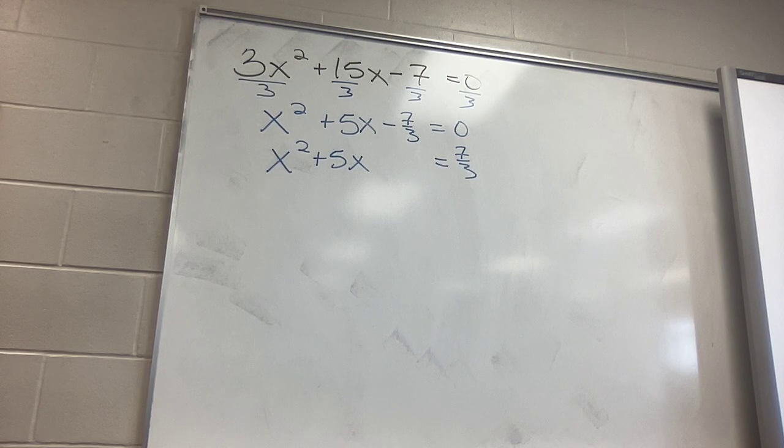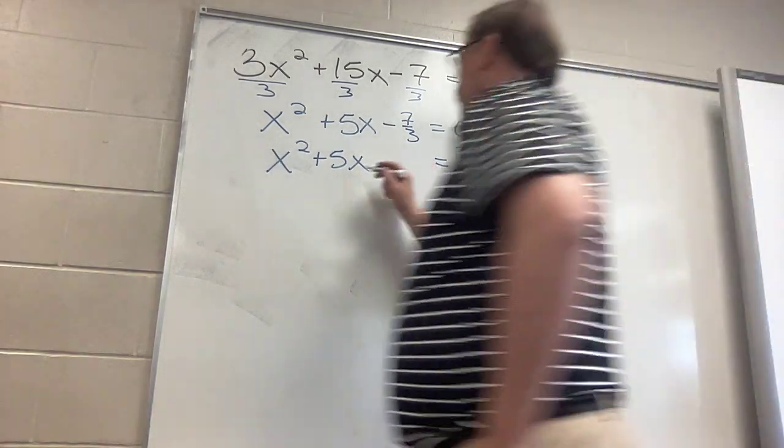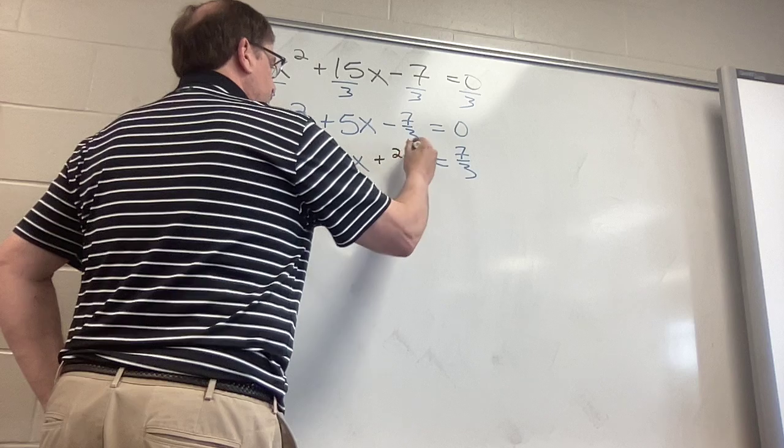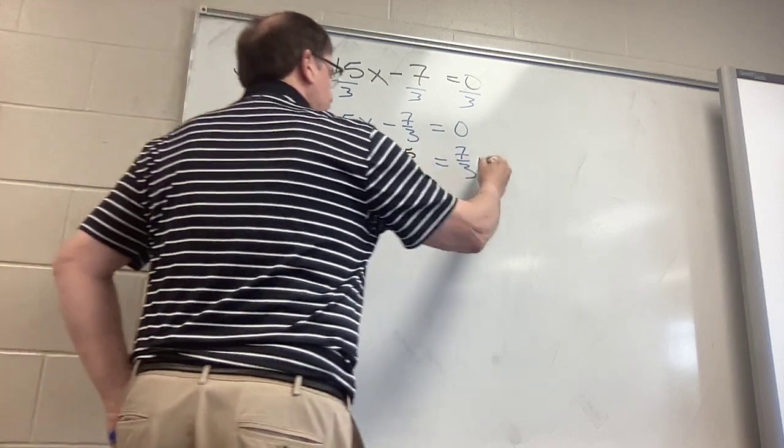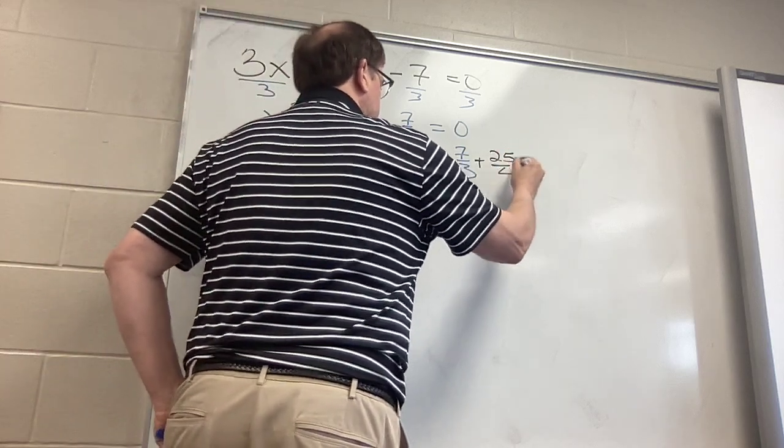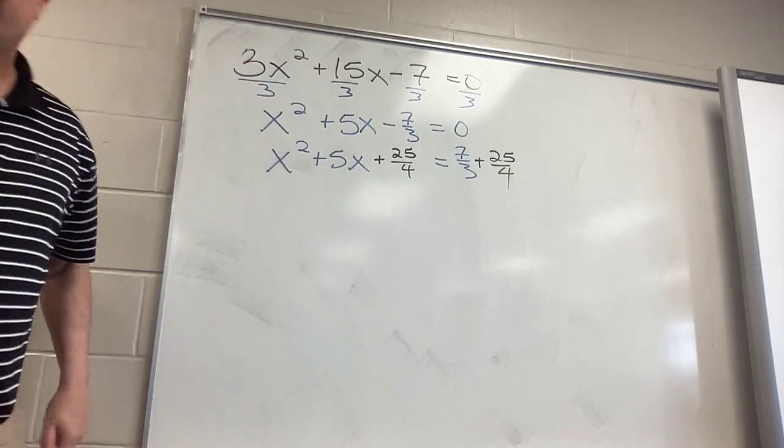Half of 5, half it is easiest done as 5 halves. That's going to be half it. Square it is going to be as easy as 25 over 4. Half it, just 5 over 2, square it, 25 over 4. Half it, 5 halves, square it, 25 over 4, add it to both sides.